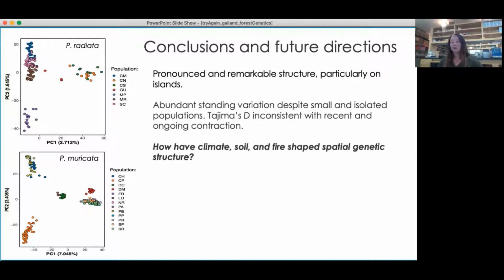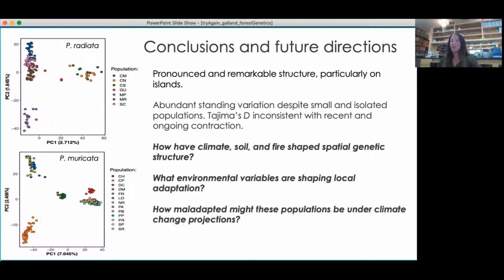Now, moving forward, I'm interested in how climate, soil, and fire have shaped spatial genetic structure, and what environmental variables are shaping local adaptation, differences in soil water capacity, other environmental variables, and importantly, how maladapted might these species be under climate change projections? Can we model species mortality, expected shifts in distribution? We're very excited to move forward with this data.